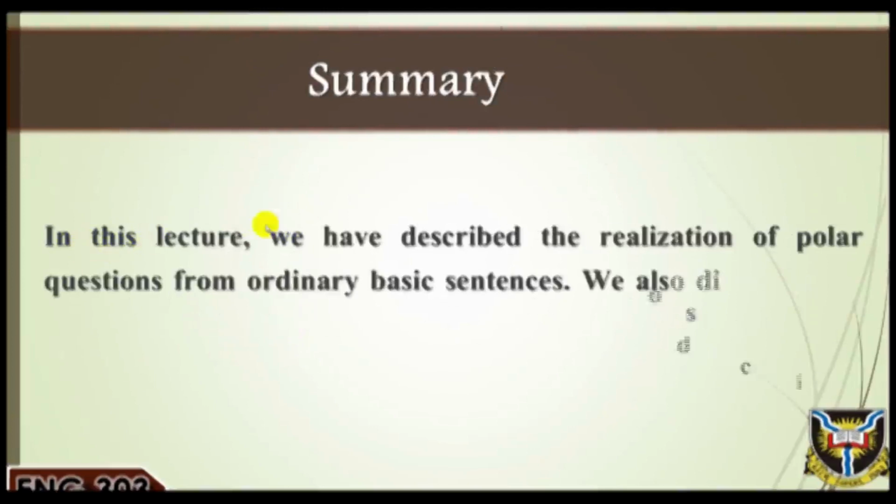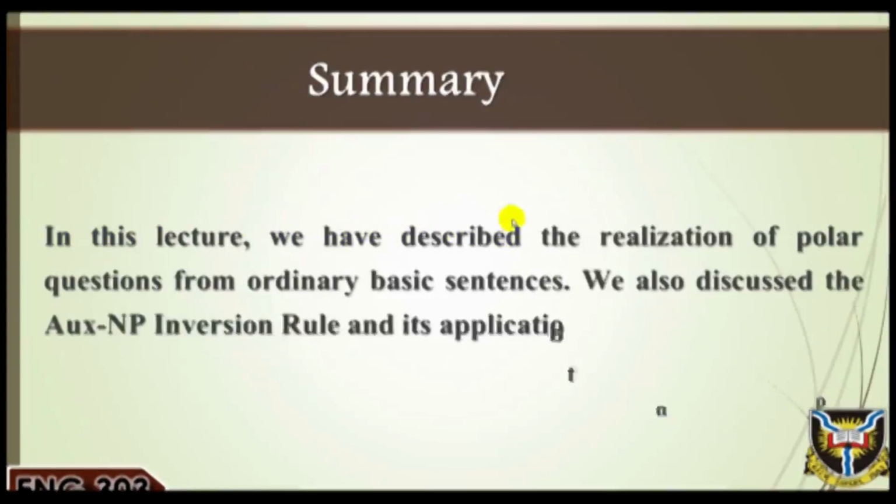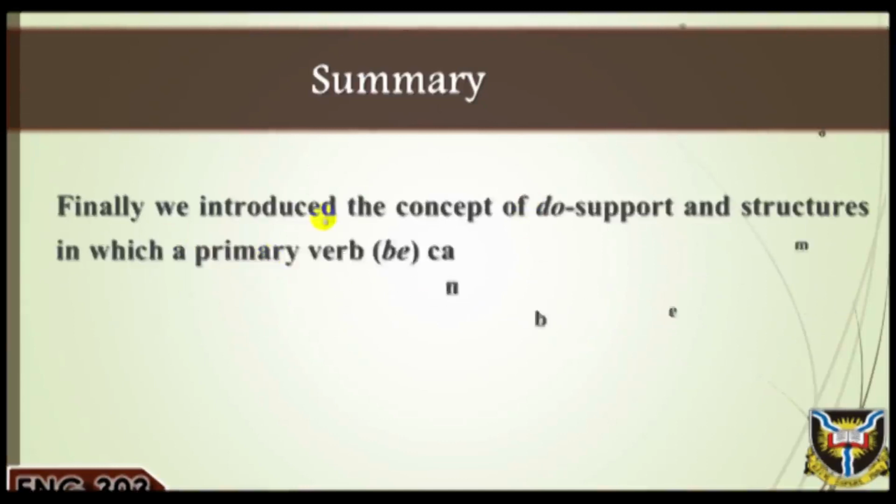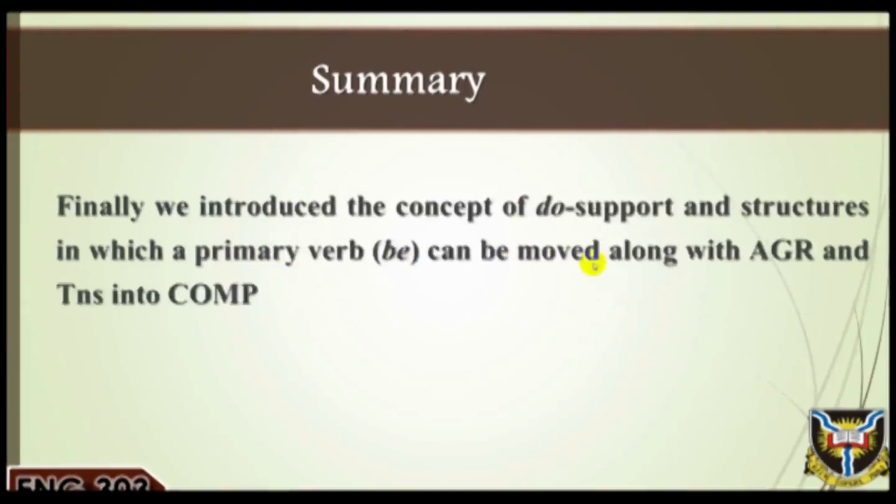Summary. In this lecture, we have described the realization of polar questions from ordinary basic sentences. We also discussed the Aux-NP inversion rule and its application to polar questions. Finally, we introduced the concept of do support and structures in which a primary verb, be, can be moved along with AGR and TNS into COMP.